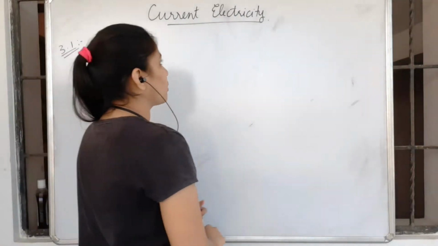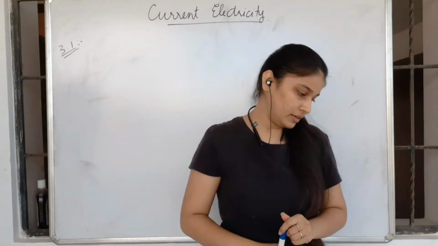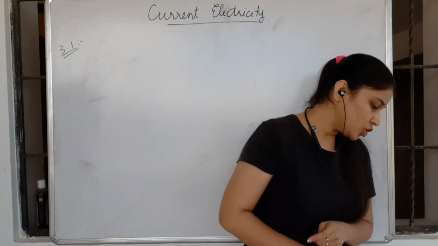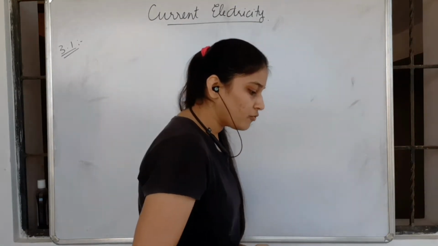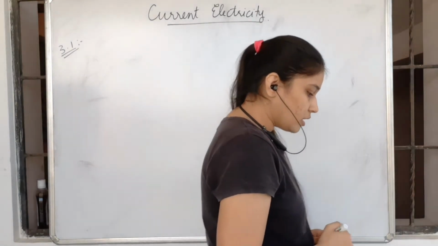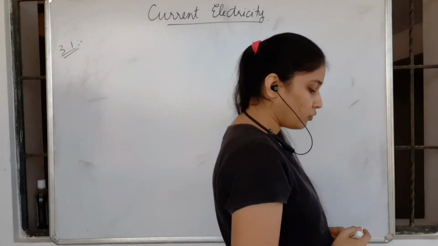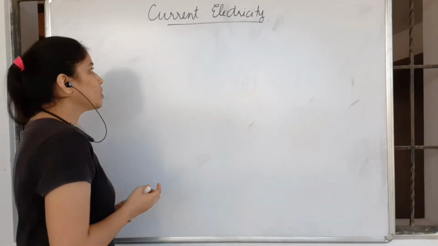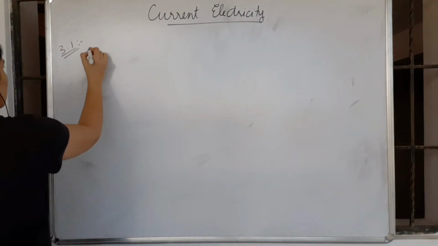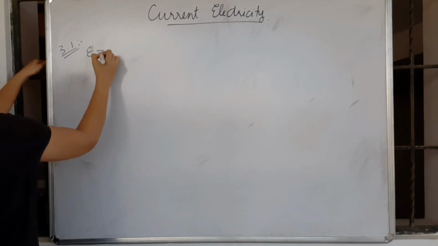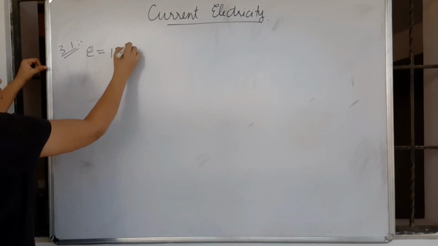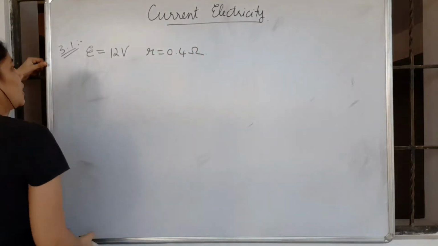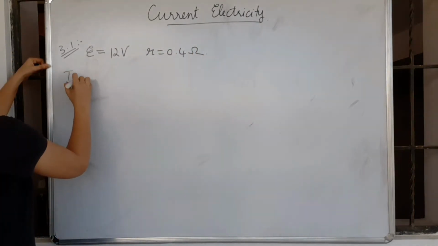So we'll start the new chapter, current electricity, question number 1. The question goes like, the storage battery of a car has an EMF of 12 volt. If the internal resistance of the battery is 0.4 ohm, what is the maximum current that can be drawn from the battery? In the question they have given that the EMF of the battery is 12 volt and the internal resistance is 0.4 ohm. They are asking for the maximum current.